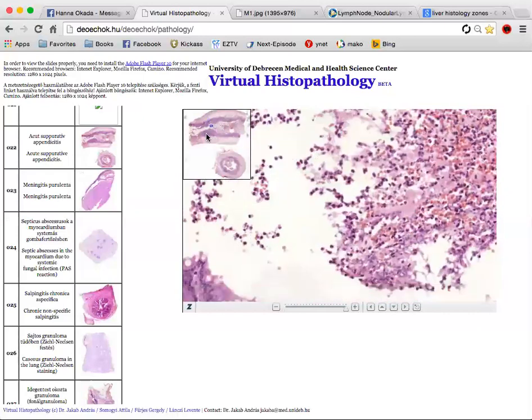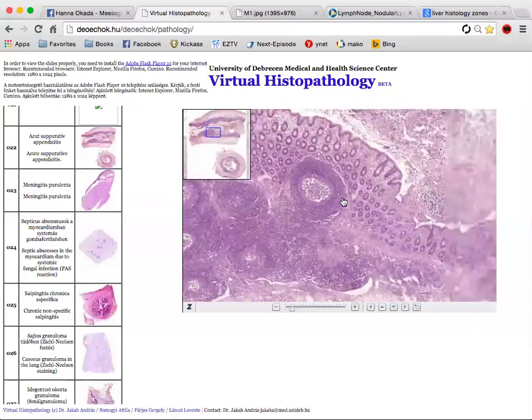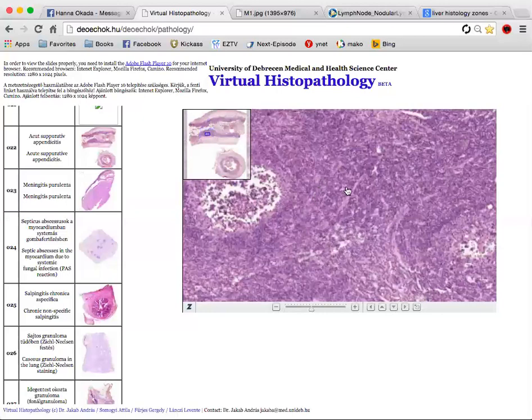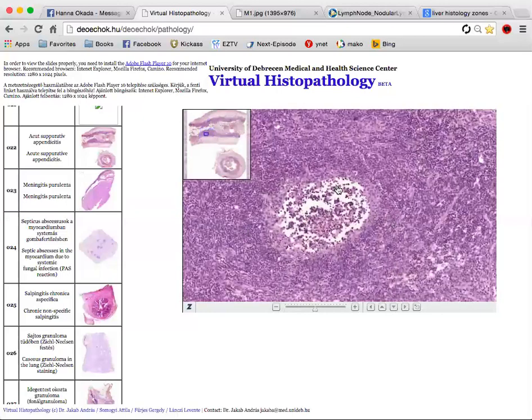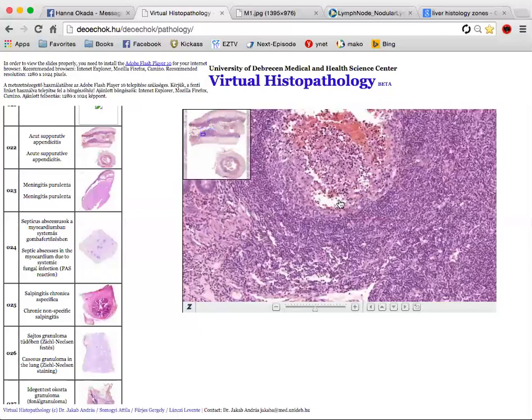What's important here also is this area, which is MALT, mucosa associated lymphoid tissue, and the appendix is full of it. It's found in the submucosa. These are all lymphoid follicles. Now these are full of pus too, so it's not normal, because there's an infection here.